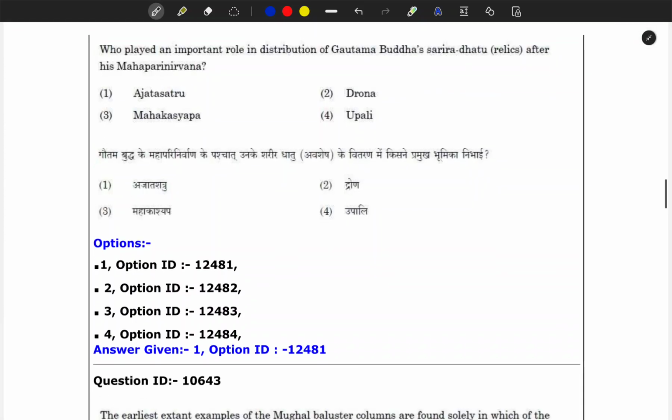who played an important role in the distribution of Gautam Buddha's Sarir Dhatu, means relics, after his parinirvana? I uploaded that lecture on art and architecture in ancient India. I discussed that the stupa architecture were having some sort of relics of Buddhas, and a lot of things we discuss. If you have not watched that, go and watch that. But the thing is that this question is pure fact, and we cannot do anything about this. Okay, so actually less known fact, less known person.